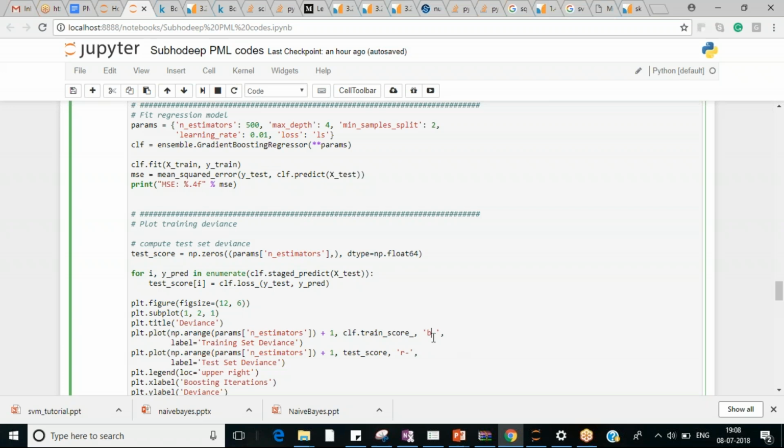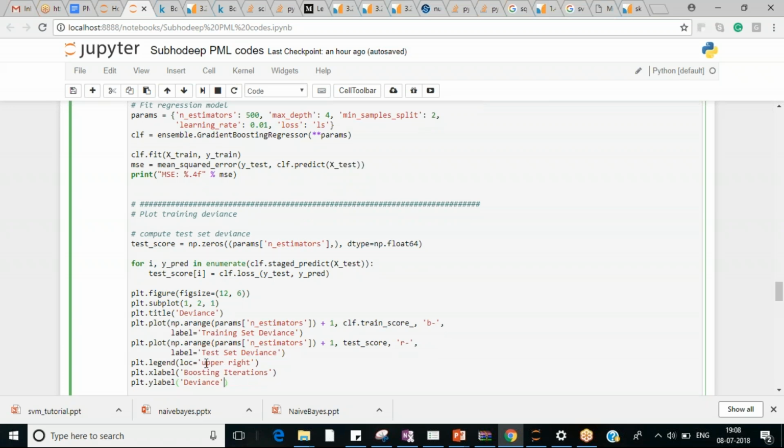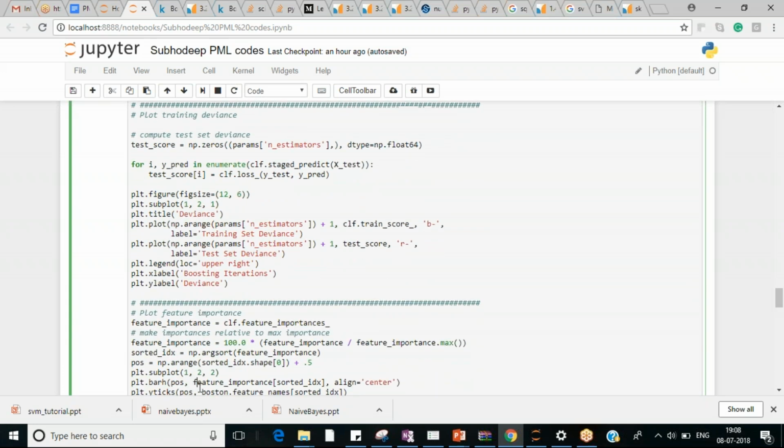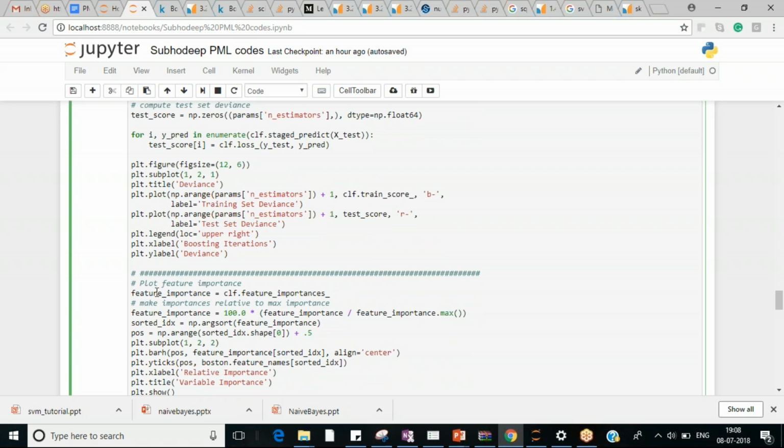Okay, and this is the blue line, this is the red line. The location where you want to put the legends is the upper right. What should be the label of X and what should be the label of Y. So if you run this, boosting also gives you a feature importance plot.